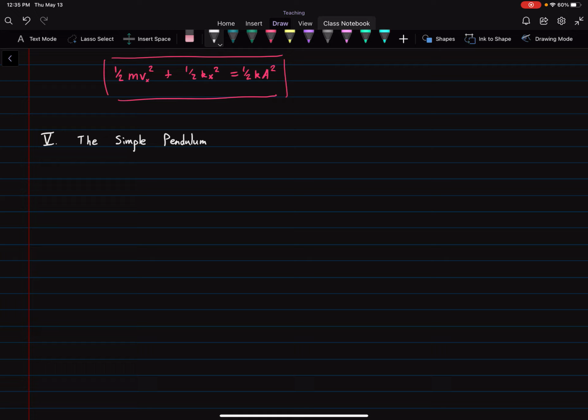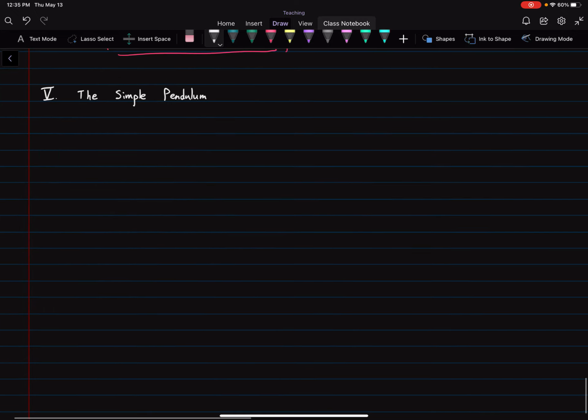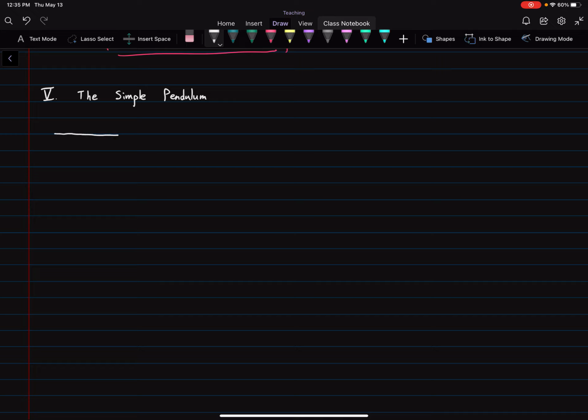So let's look at a prime example of simple harmonic motion, the place every student starts when they first approach simple harmonic motion, the simple pendulum. So a pendulum is a swinging thing attached to a solid surface of some type. So you have some body. We'll call it a point mass in this case because that makes it a simple pendulum instead of a physical pendulum. And we'll say that it's attached to the little swing point there by a massless string, and it swings back and forth.